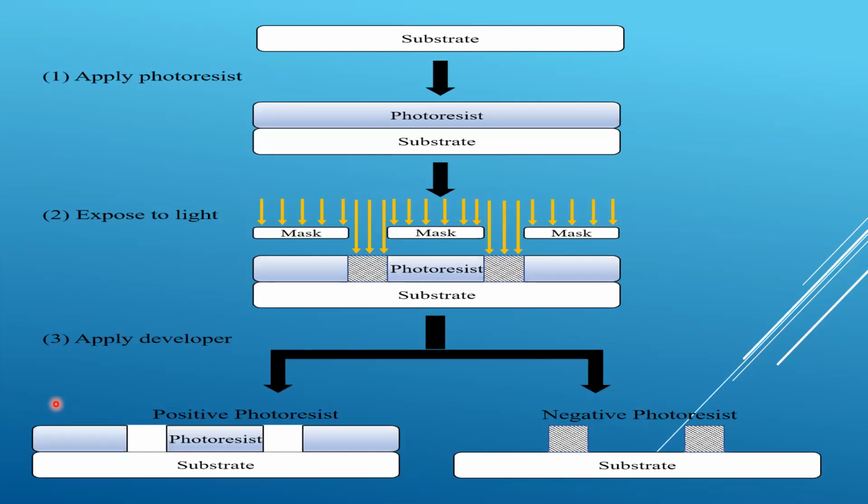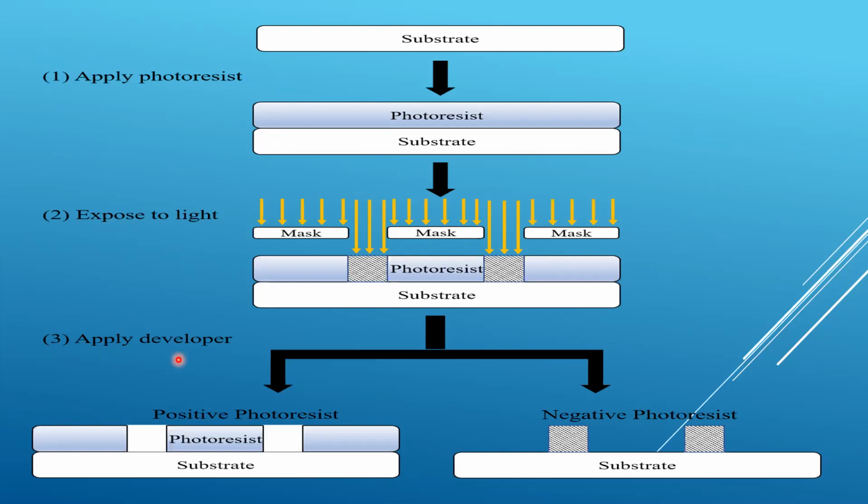So, this figure depicts schematically various steps involved in photolithography. But all the various steps involved in photolithography can be mainly categorized into three steps. The first one is apply photoresist. The second one is expose to light. Next is apply developer.